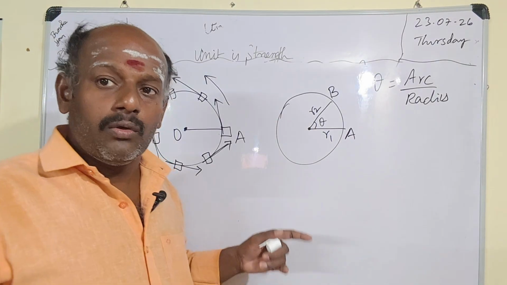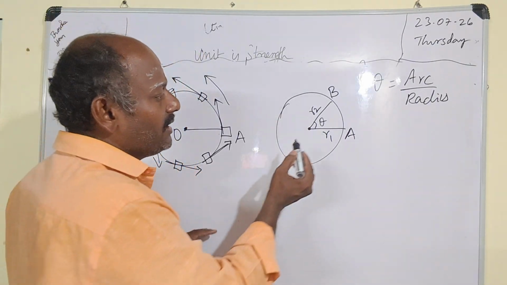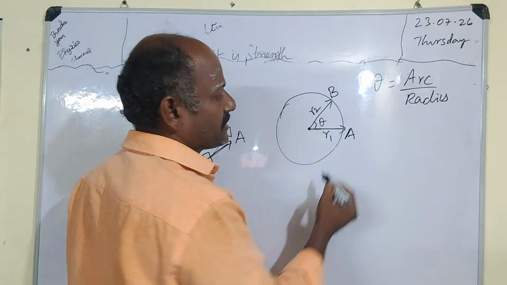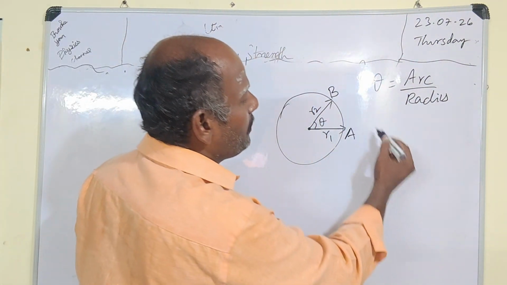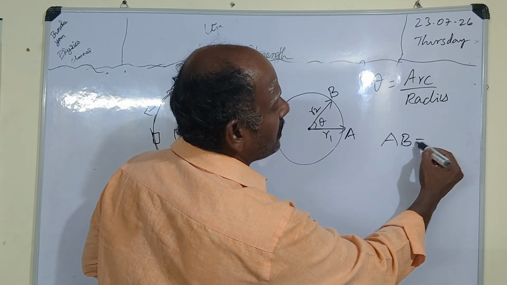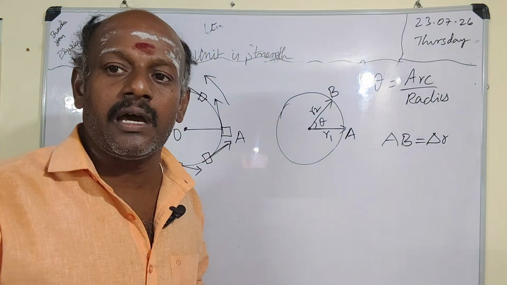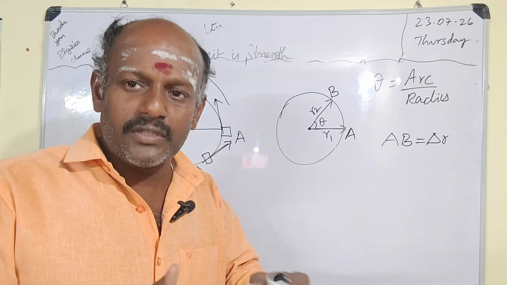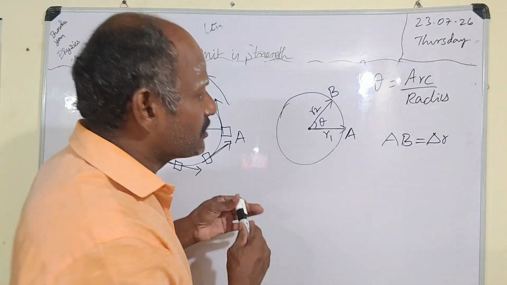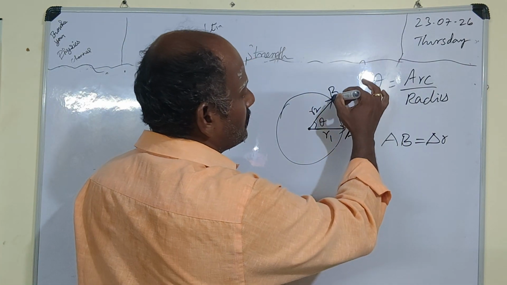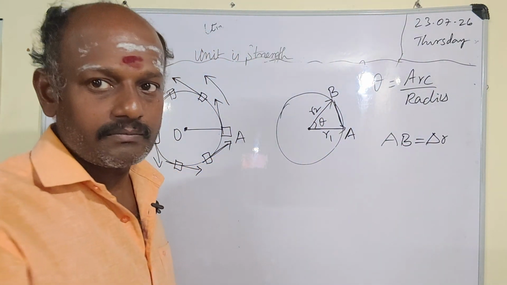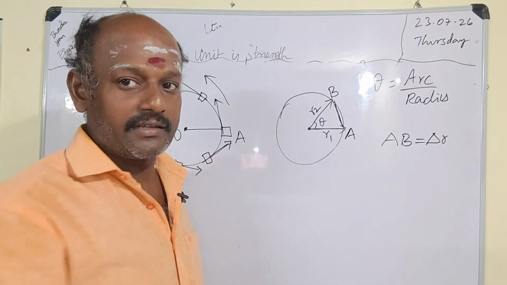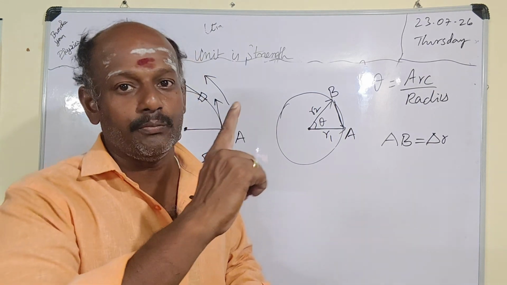Now look at the radius vector. Here the radius vector will be moving this side. Here the radius vector will be moving this side. Here AB is nothing but delta R. What is delta R? Delta R is the difference of the vector. Difference of vector is nothing but the displacement. So here the displacement vector will be this side. It is moving from A to B. The displacement vector is A to B.